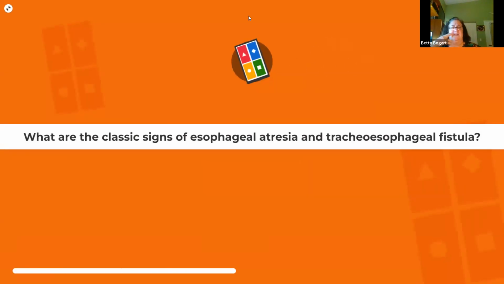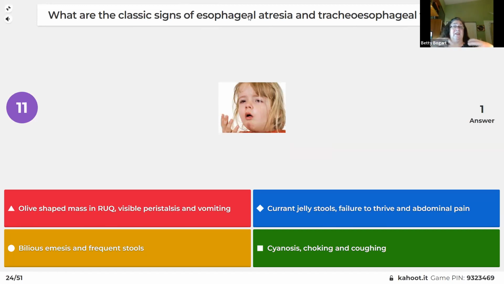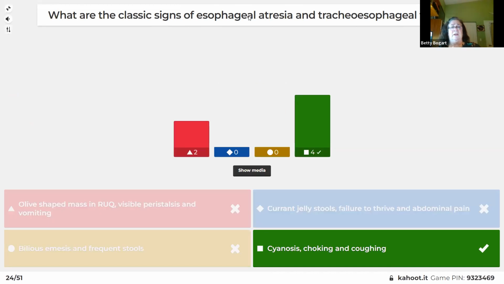What are the classic signs of esophageal atresia and tracheoesophageal fistula? So remember, there's no connection between their stomach, or there's a connection between the trach and the esophagus. What are things you might see? Because we still have secretions in our mouths. We're still swallowing a little bit. So we're going to be seeing that cyanosis, choking, and coughing. When you look at an olive-shaped mass, that is your pyloric stenosis. Remember, your pyloric valve is thickened and it feels like an olive.